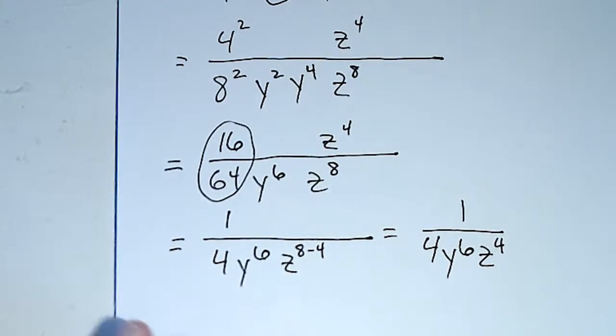Bam, we're done. 5.1 is done. You know everything about exponents. Woohoo! Next up, we're going to learn about scientific notation.